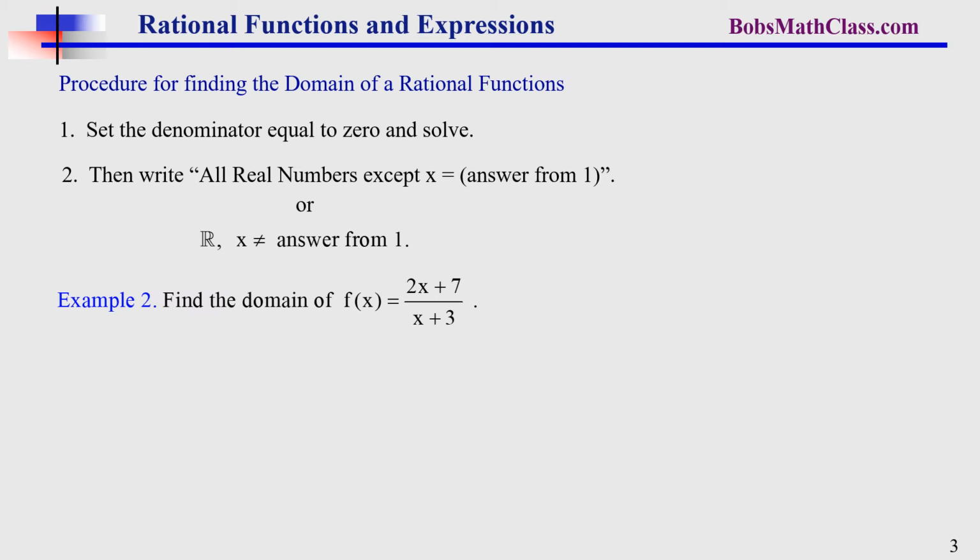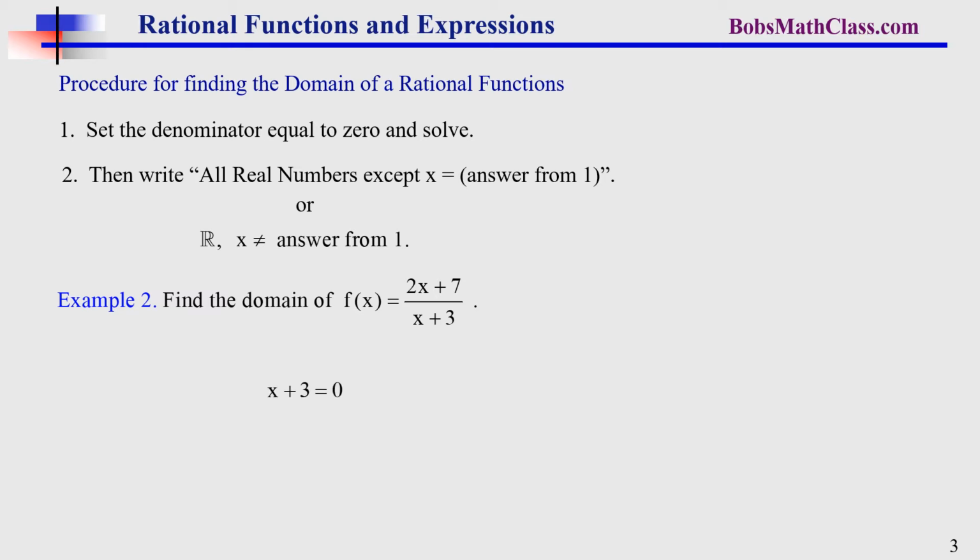Find the domain of f of x equals (2x plus 7) over (x plus 3). All right, so what are we going to do? Well, let's read the directions again. Set the denominator equal to 0 and solve. Which one of these is the denominator? Right, the x plus 3. Well, what about the numerator? It doesn't say anything about the numerator, does it? No. So just leave it alone. Don't even worry about it. All we care about is the denominator.